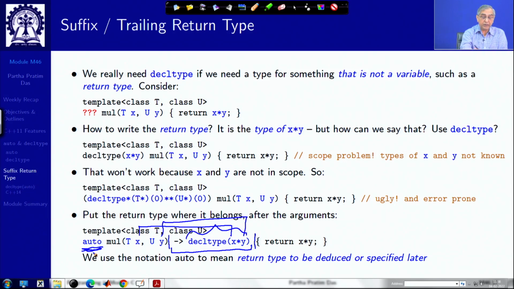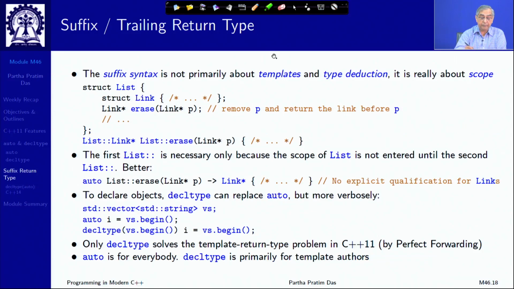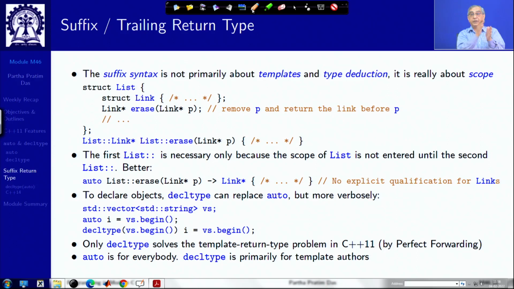So, this is what is called the suffix or trailing return type mechanism, by which you can let the compiler deduce that. And actually, if you think of it, this suffix syntax is not necessarily about templates, it is about scoping. It is type deduction with a scope rule, because scope is what you are not getting.